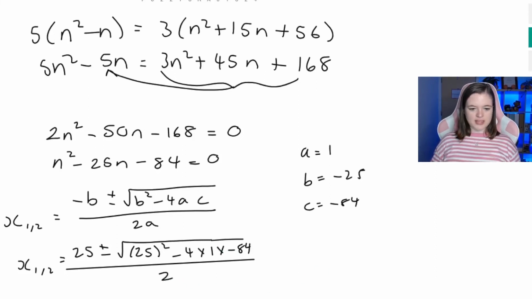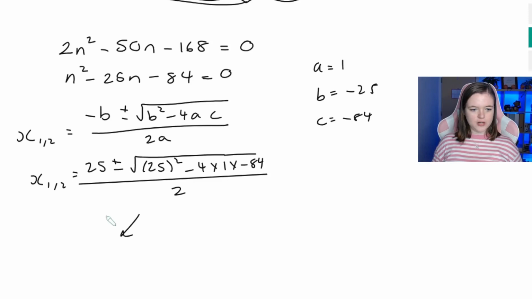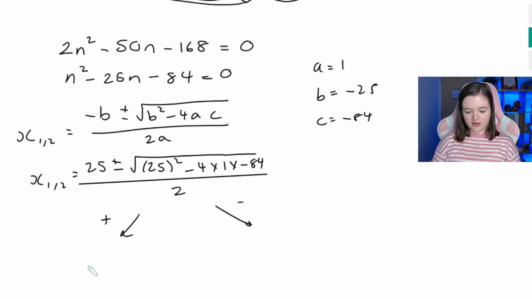And then I'm going to break this up, do a plus 1 and a minus 1 to account for this plus minus here. So then I'm going to type into my calculator 25 plus the square root of 25 squared minus 4 times 1 times minus 84, over 2. And that gives me 28. And then for the negative one, I'm just going to go back in my calculator and delete the plus, put in a minus, and that gives me minus 3.